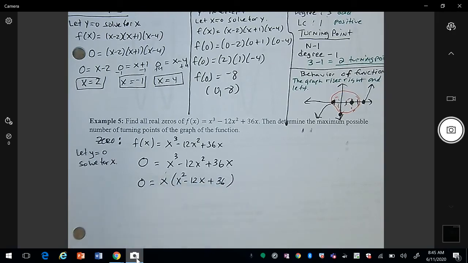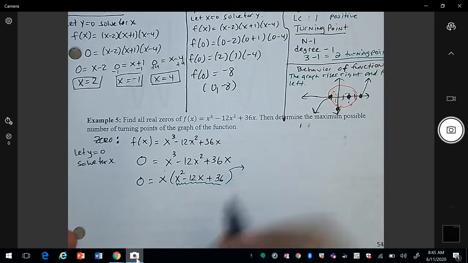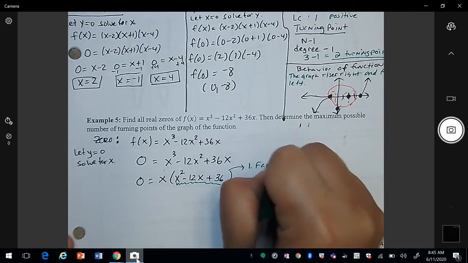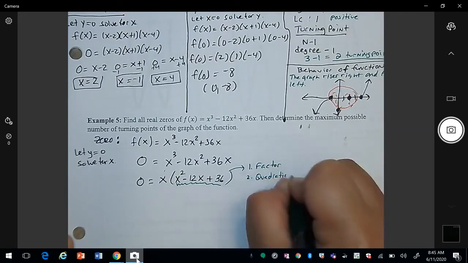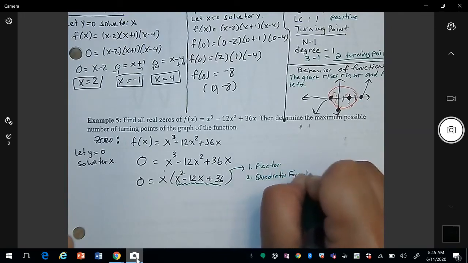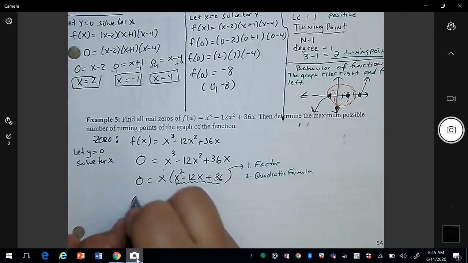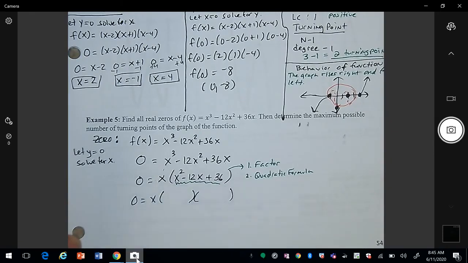After that, you can see that in the parentheses right here, this is quadratic, so you have two options to solve this. Number one, you can see if it factors, or you can use the quadratic formula if you prefer. I always like to try and factor, and if it's not factorable, then I go ahead and use the quadratic formula.